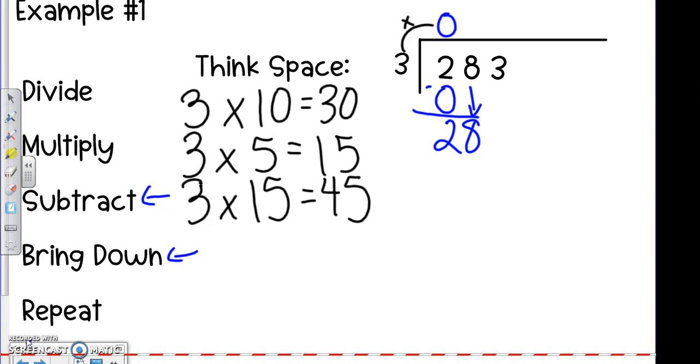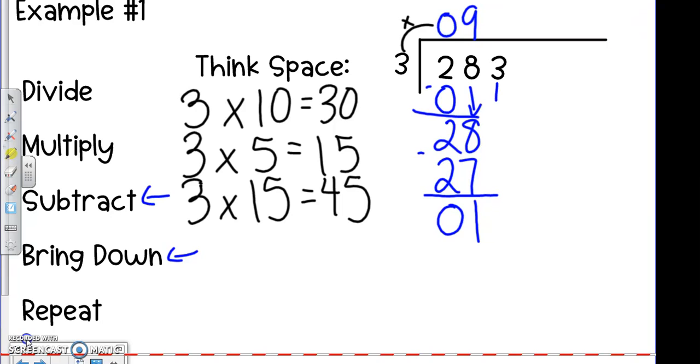So now we ask ourselves, how many groups of 3 can we form within 28? In other words, how many times can 3 go into 28? I always ask myself, 3 times what gets me close to 28? We can think about our fact families. I'm going to say 3 times 9, because I know 3 times 9 is 27. And now we're back at subtracting. So 8 minus 7 is 1, and 2 minus 2 is 0.